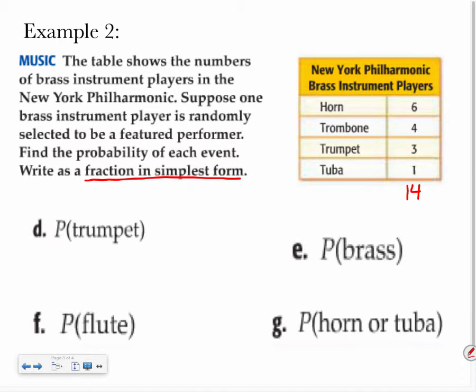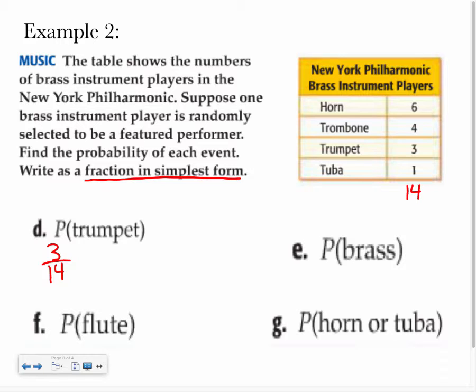So what's the probability that it is a trumpet player? Well, there are 3 trumpet players out of a total of 14. So we say 3 over 14. Is that as reduced as it can be as a fraction? Yes, so we are actually done with the probability of it being a trumpet player. That's all you would have to do.